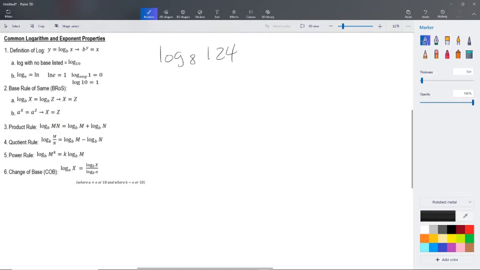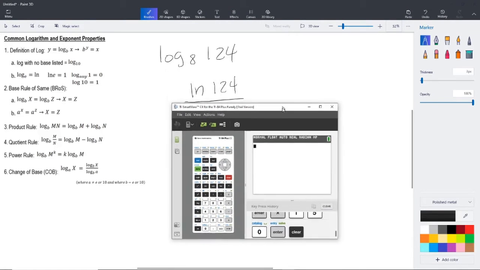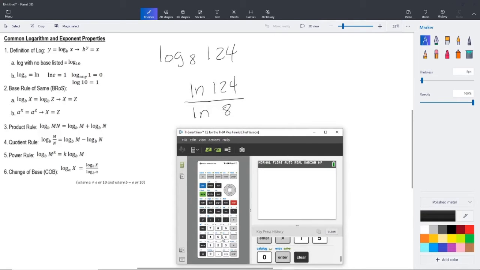I happen to like using E myself, so this is going to become the natural log of 124 divided by the natural log of 8. And remember, the natural log is a base of E, so that's why I'm choosing to use that. So now we bring up our calculators and we say, calculator, what do we have here? We have the natural log of 124, so I hit the LN button and 124, end parenthesis here, and then divided by LN again, 8 this time, and again end parenthesis.